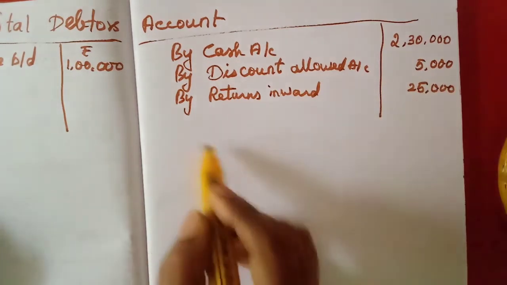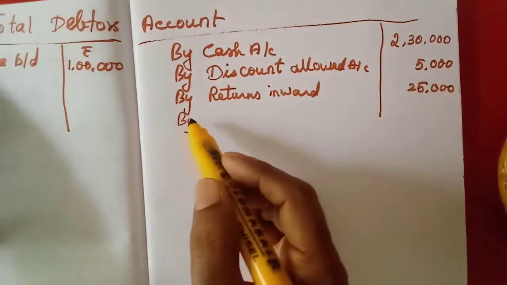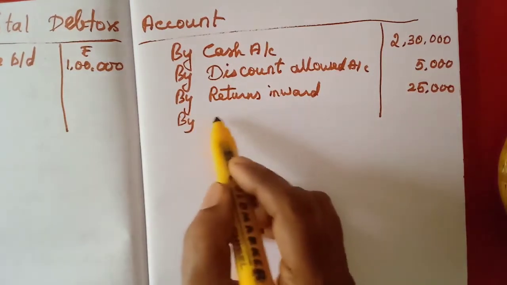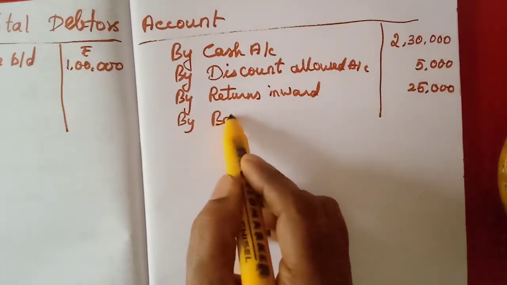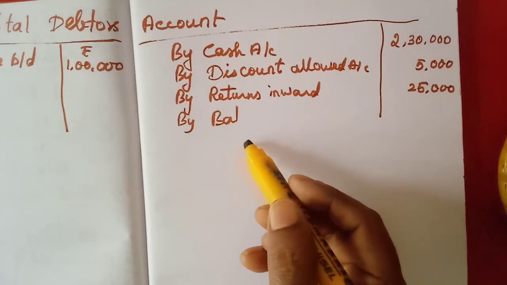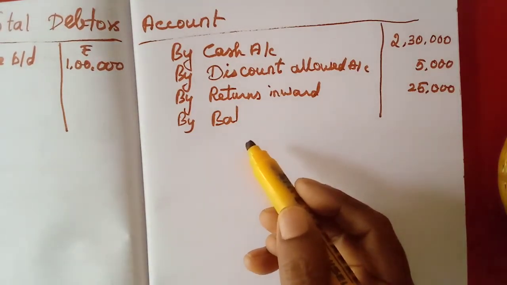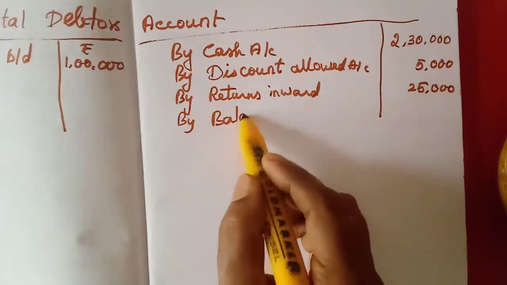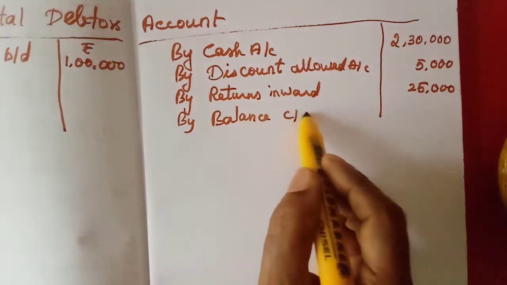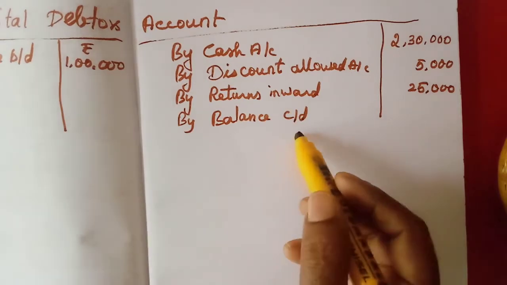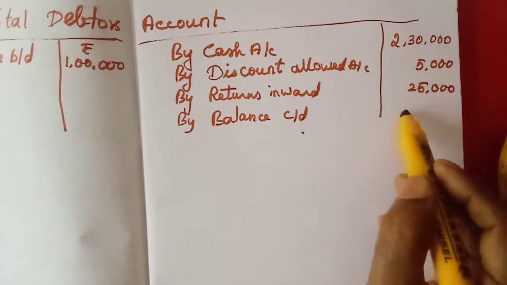Then closing. So we should write this side. Opening the debit side, closing credit side. By balance. You should not write what it is given there. Okay, debtors on 31st March 2019, we should not write. Okay. So by balance carried down. Opening brought down, closing carried down. 1,20,000.